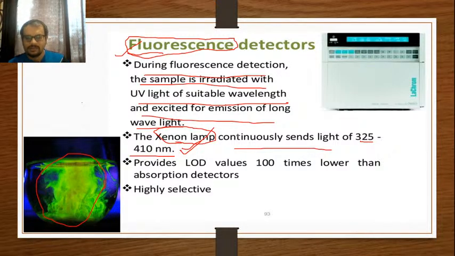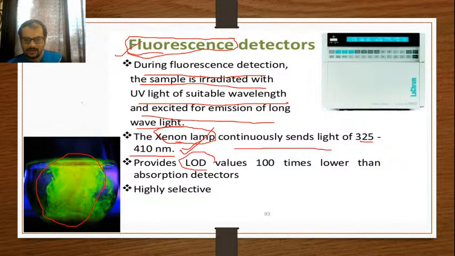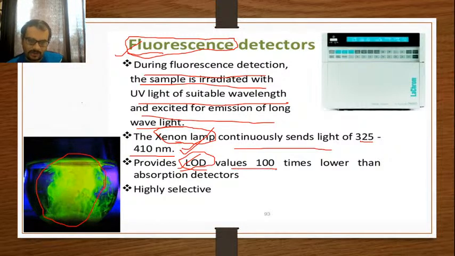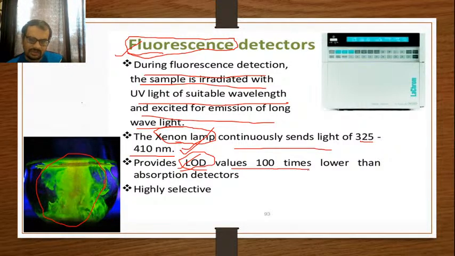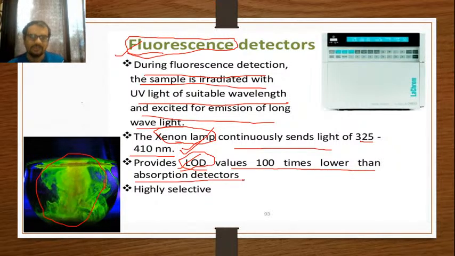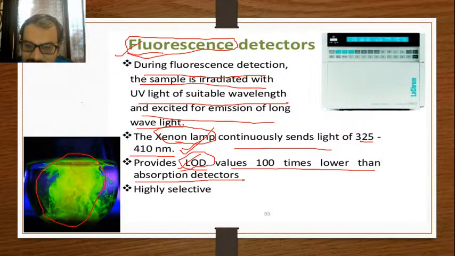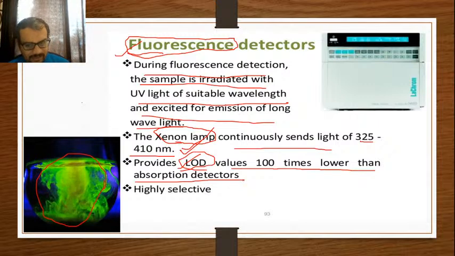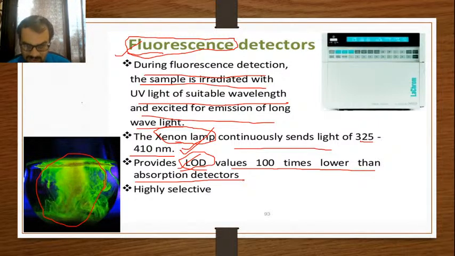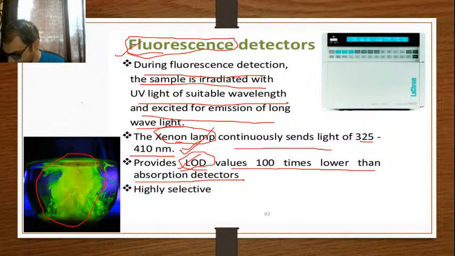Let me tell this, actually I will cover it. Limit of detection, that is what LOD is all about. The LOD of a fluorescence detector is 100 times lower than the absorption detectors. That means it shows the highest sensitivity and selectivity. Then why can we not go for a fluorescent detector as compared to the absorption detectors?